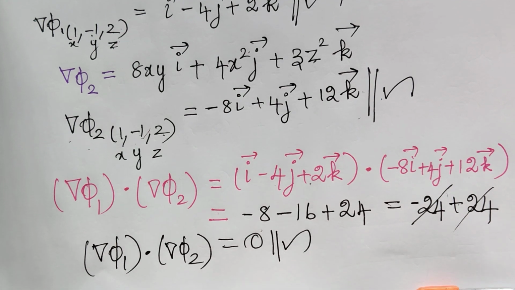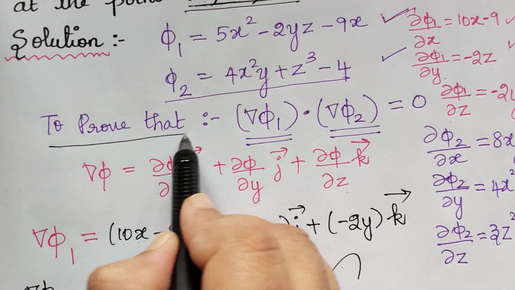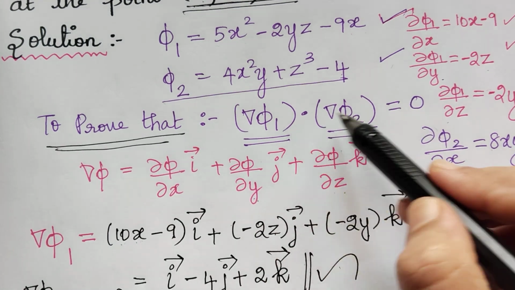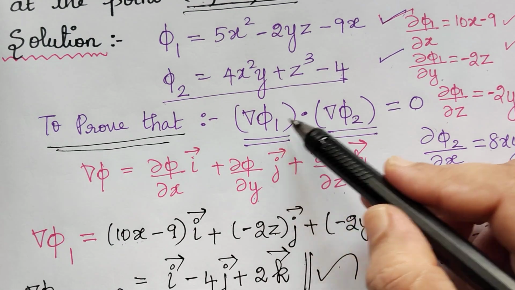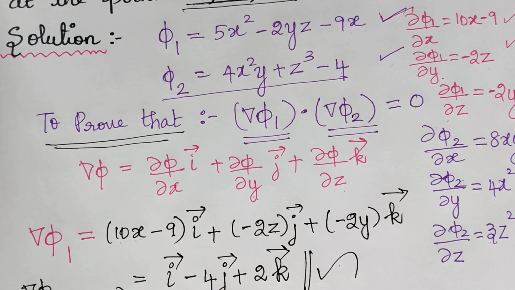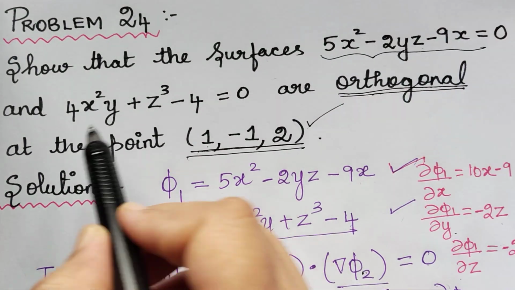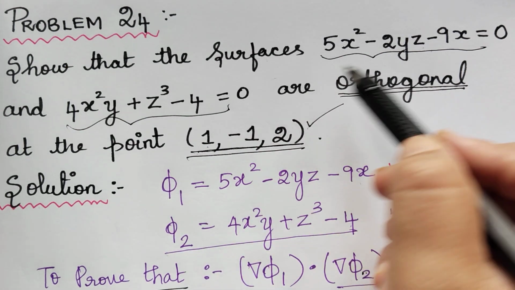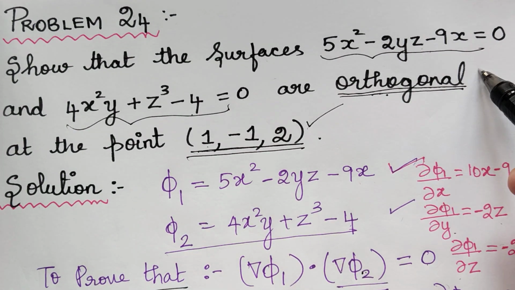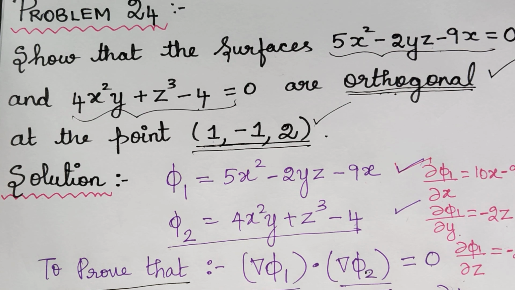So we have proved the required result, that is we have proved what we wanted. Once this is equal to 0, we can say that phi 1 and phi 2 are orthogonal to one another. Therefore the given surfaces, that is this surface is phi 1 and this surface is phi 2, are both orthogonal to one another. So we have proved. This kind of problem is a significant problem from the examination point of view.